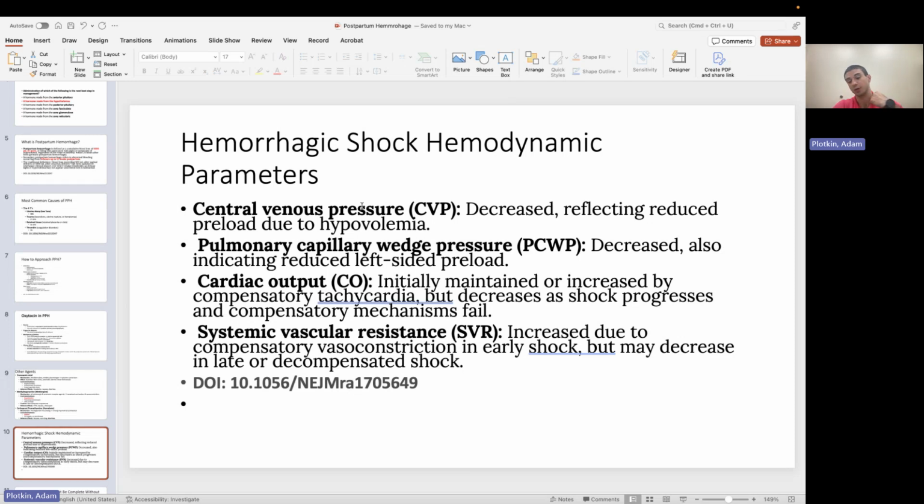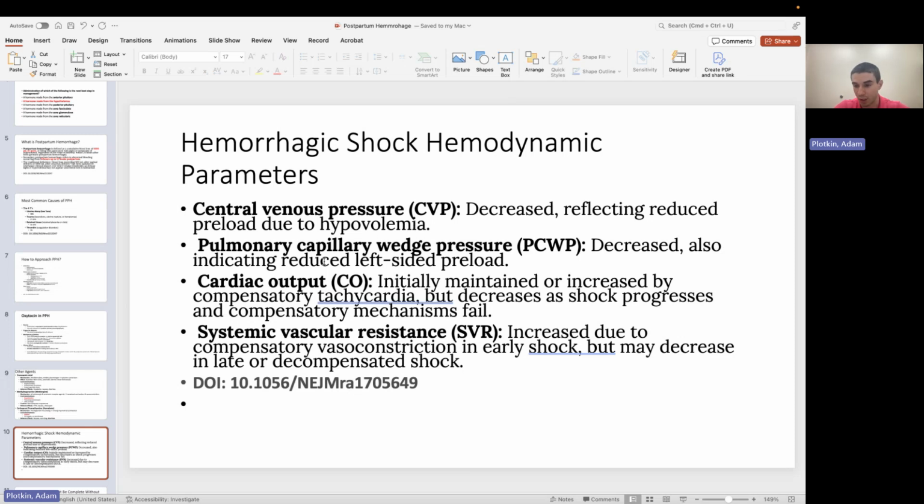So the central venous pressure, which we can usually tell by the JVD, right? What's going into my jugular veins, what's going into my IVC, SVC, we can measure it that way. That central venous pressure is going to be decreased, reflecting the reduced preload, right? There's less blood flow in the system, less blood flow going back to the right side of the heart. Thus, the central venous pressure is decreased, okay?